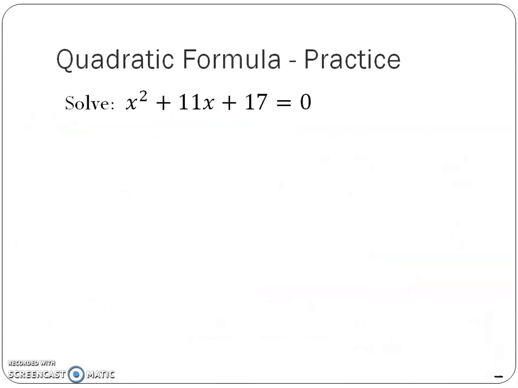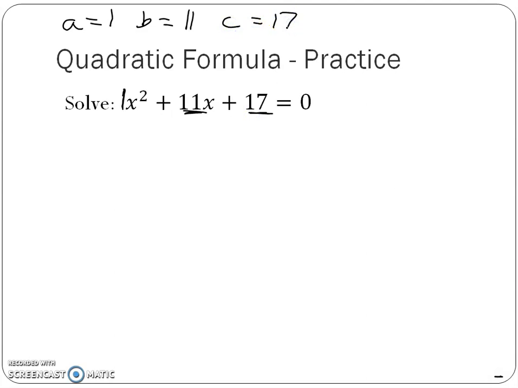Next one, we have x squared plus 11x plus 17. Now remember, I told you guys when we do these, they're not always going to simplify out very easily. In this case, it already equals 0, so it's set up. So what is my a value? There's a 1 in front of my x squared. What is my b value? The b value would be 11. And my c value is 17.